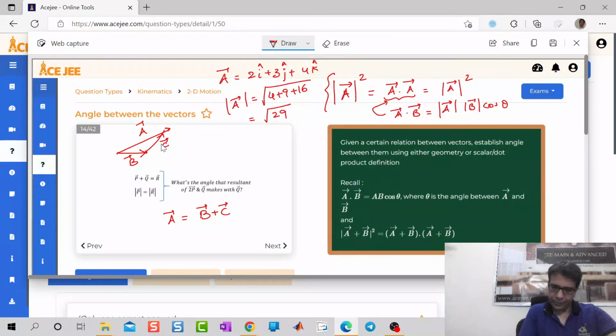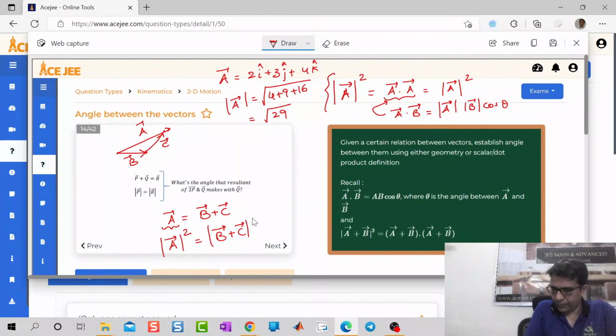Okay, beta? Yes, sir. So now if I were to do A square, which means I'm trying to do B plus C square, this can be written as B plus C vector dotted with B plus C vector.